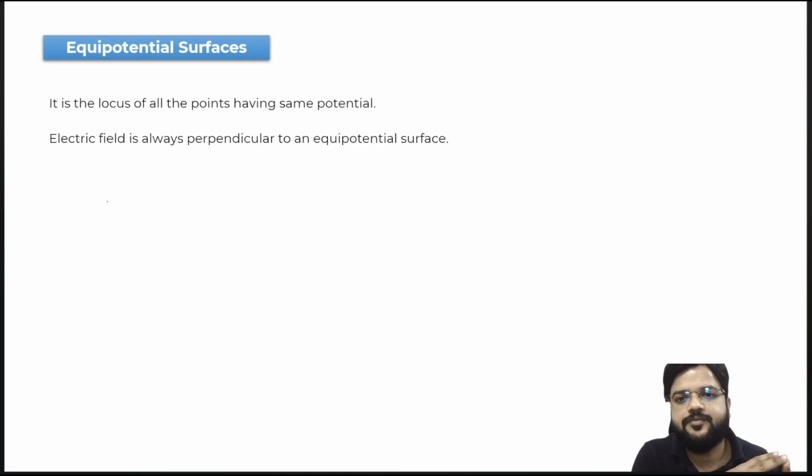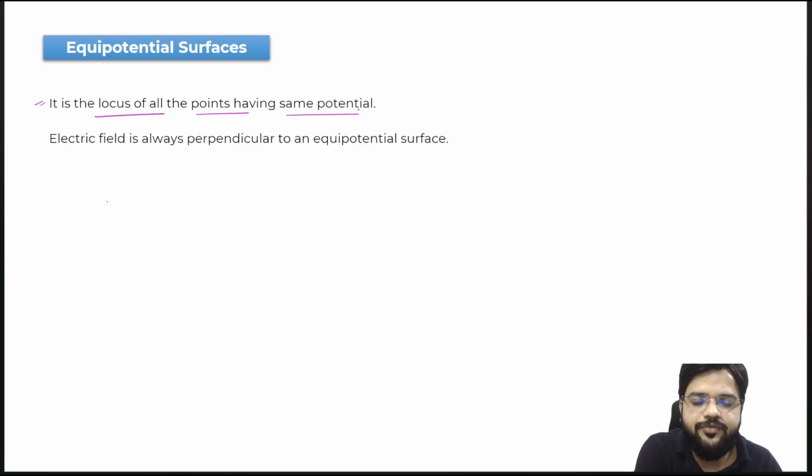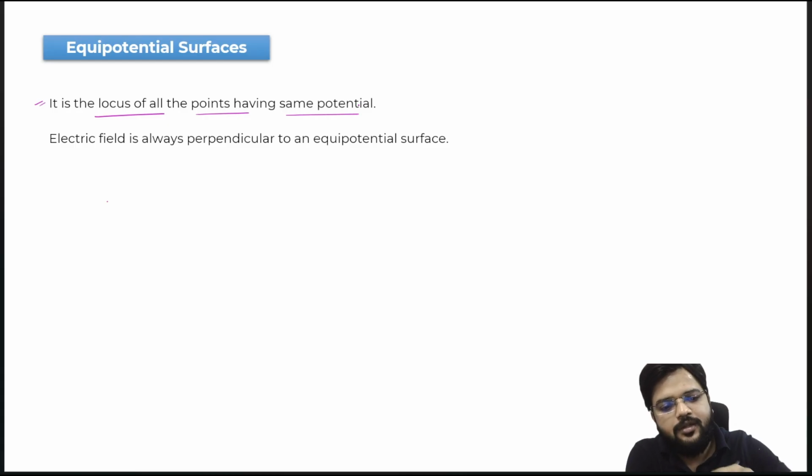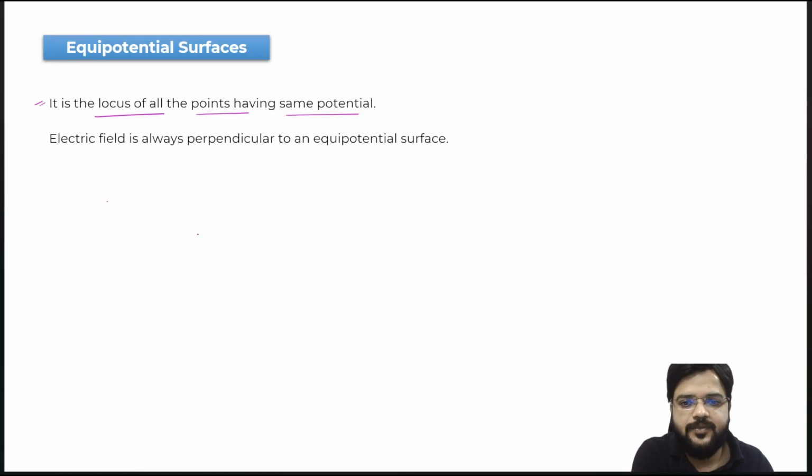Equipotential surfaces. So what is the definition of equipotential surfaces? It is the locus of all the points having the same potential. So if you connect points of the same potential, then we get one locus, and this locus is what? It is an equipotential surface.